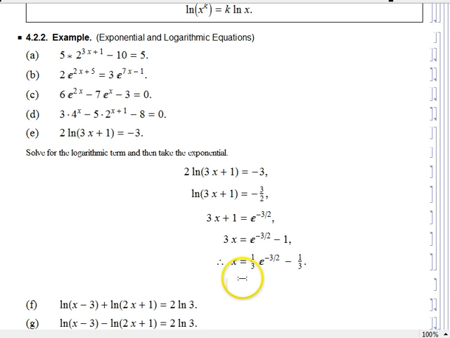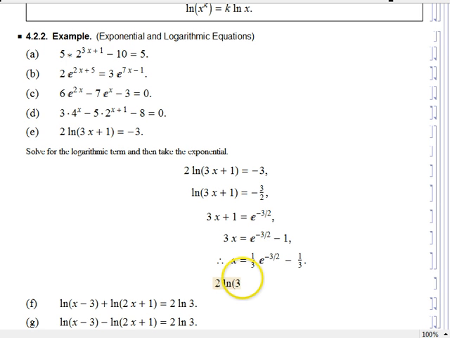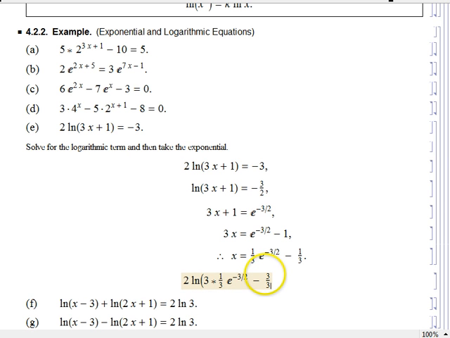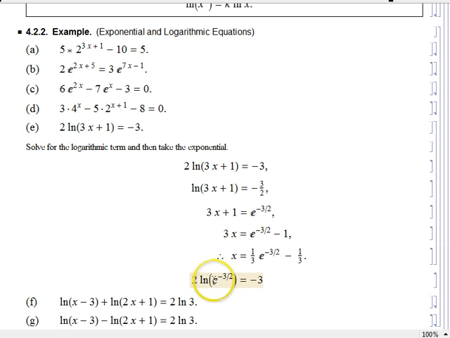So this is 2 log of 3 times, plugging this one back in. So that's 1. So 3 times 3, so this is times 3. And then there was plus 1, wasn't it? That is equals to -3. We have to find out if that is true. So 3 times 1/3, okay, that's going to cancel out. And -3/3 plus 1, that's going to cancel out. And what do we get here? e to the -3 halves power, okay.